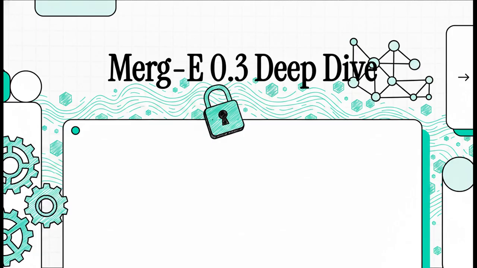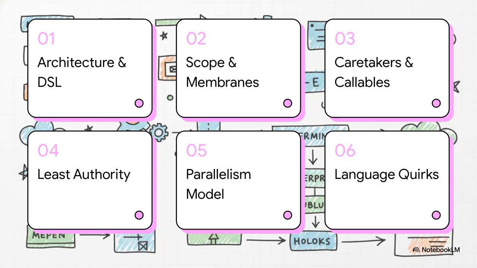We're going to look at how it handles authority, execution, and parallelism. It's not about being better or worse than what you know, it's just fundamentally different. Here is a quick look at our map for today. We'll cover the architecture, the scope and membranes, caretakers, least authority, the parallelism model, and we'll wrap up with some unique language quirks. Let's jump right in.